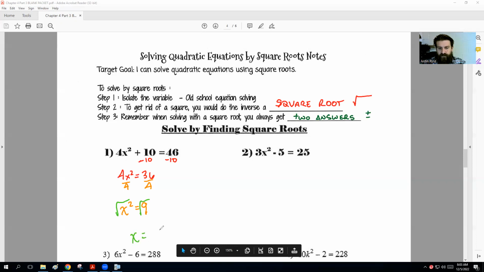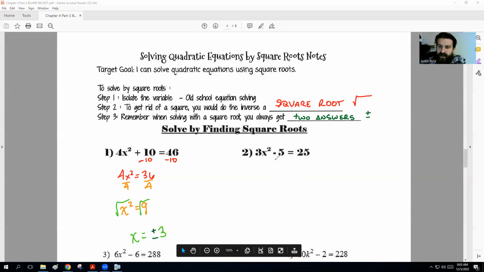We get x equals, now the square root of 9 is 3. What we have to remember here is that technically we get a positive and negative 3. So remember with quadratics, we always get two answers. In this case, it's positive 3 and negative 3. All right, let's keep practicing this. Hopefully this is nice and easy, and this is a great technique.